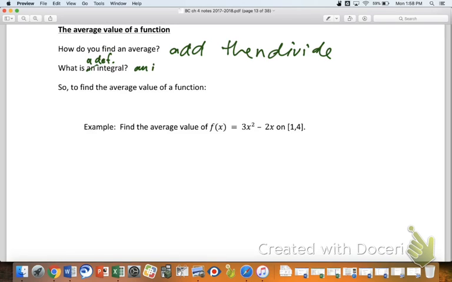So what is an integral? It's an infinite summation. Infinite summation. There we go. I think I can spell.